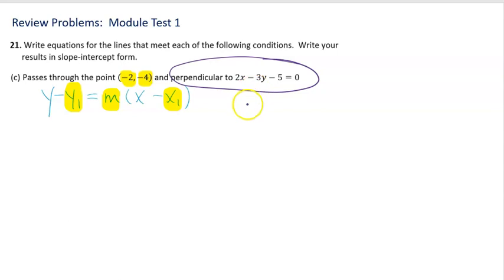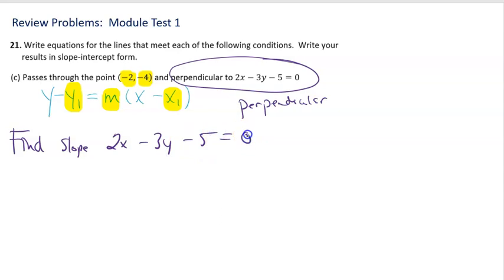Now, two things. Perpendicular means we need to use the negative reciprocal of the slope of this line. But I can't tell what the slope of that line is. So first step is going to be find the slope of 2x minus 3y minus 5 equals 0. If you're thinking, isn't it 2? It's not. The slope is not the number times x unless it's in y equals mx plus b form.